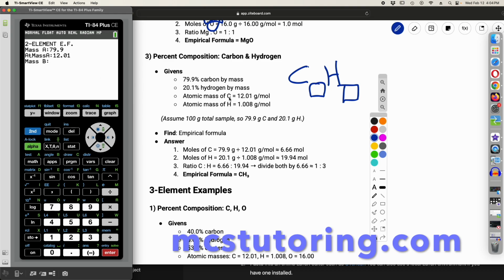Mass of hydrogen in this case is 20.1%. So we're just going to enter 20.1. And the atomic mass, 1.008. Okay, there we go. So we got AB3. So that's CH3. Again, we understand that there's a 1 if we don't write it, right?